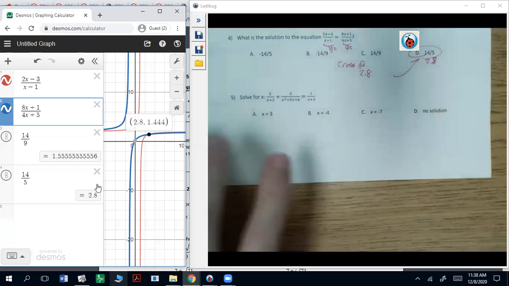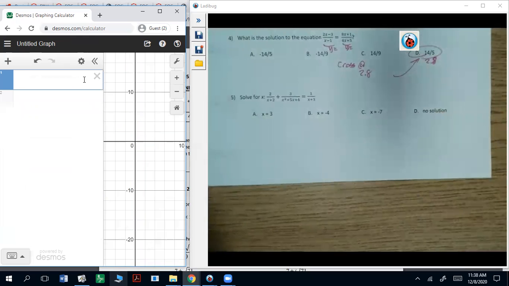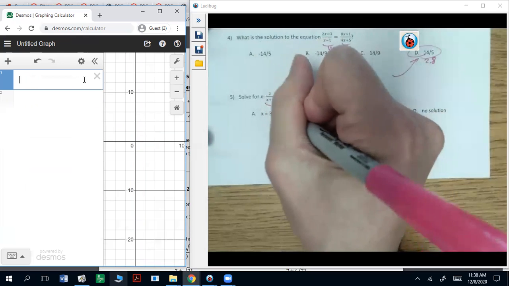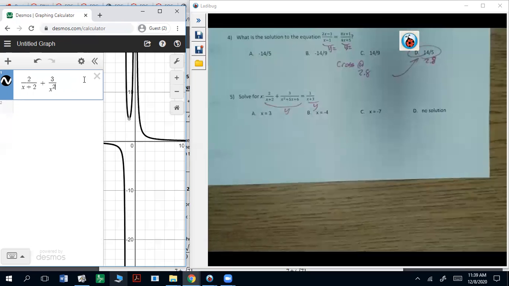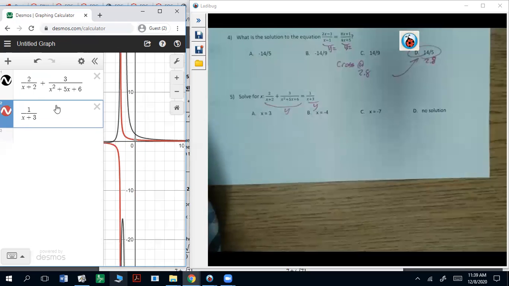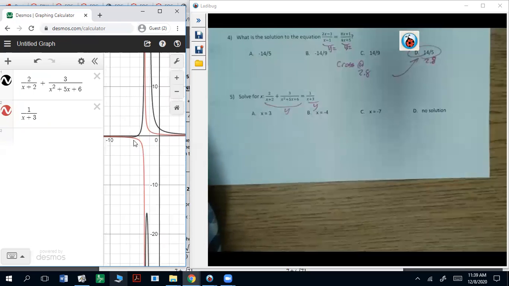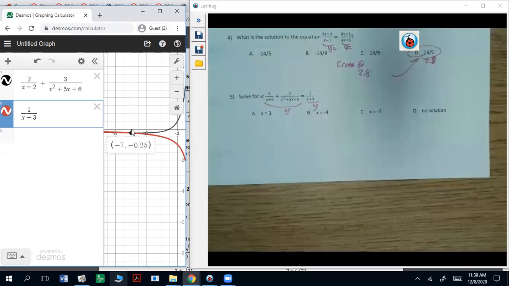I've got one more here. So let's do that with the last one. Do the whole left side of this in y, and then the right side in y as well. So 2 over x plus 2 plus 3 over x squared plus 5x plus 6. There's that graph. And then we have 1 over x plus 3. And looks like they cross here at -7.